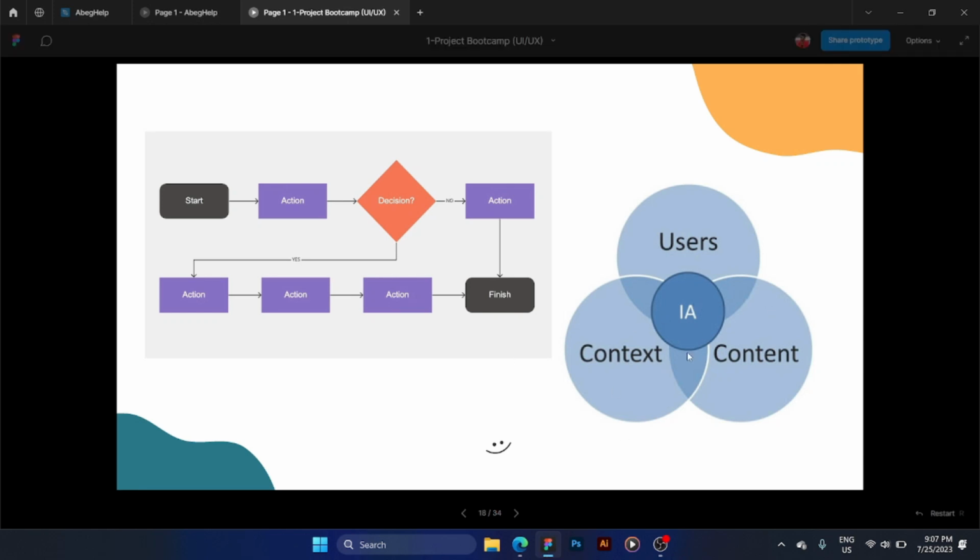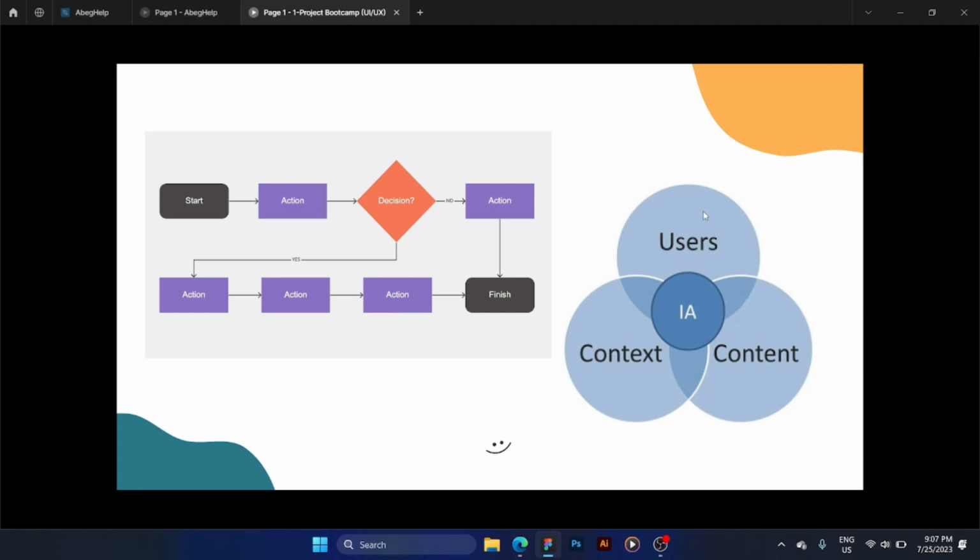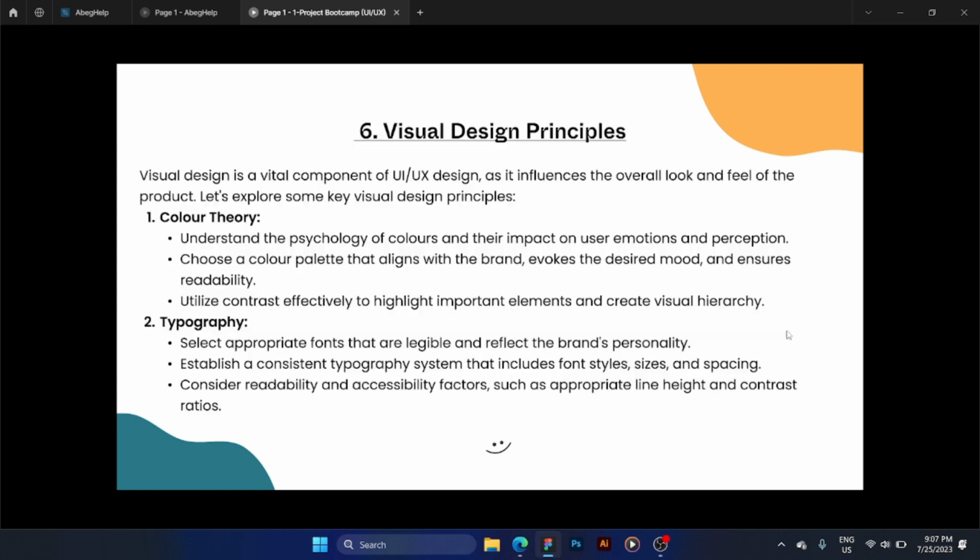Under IA, these are the things that we look at. We look at the context and the content. The two of them are different. Context is the write-up and all of those things, and the content is the information in the design.